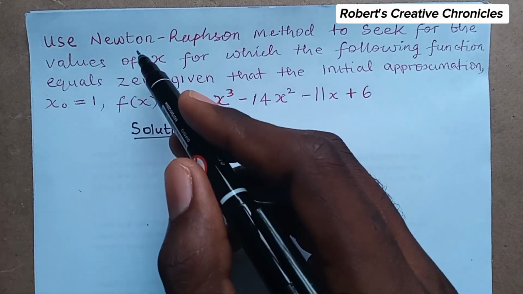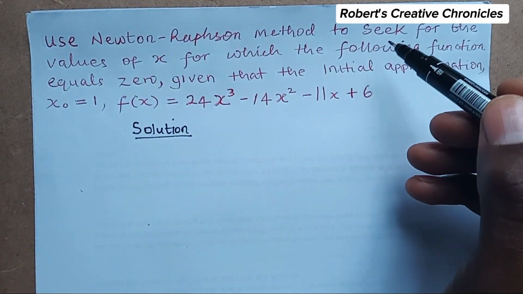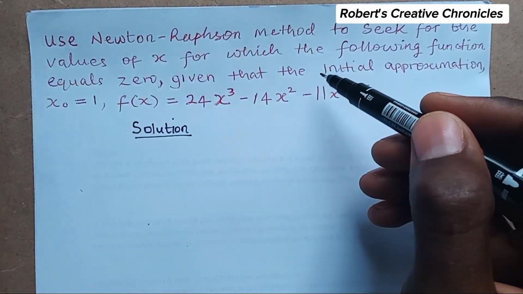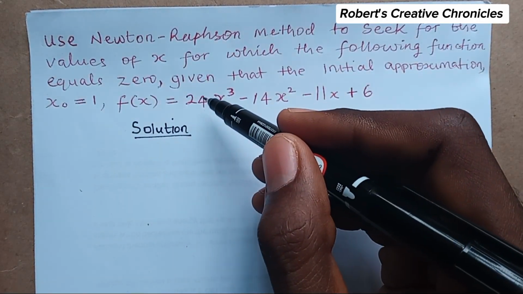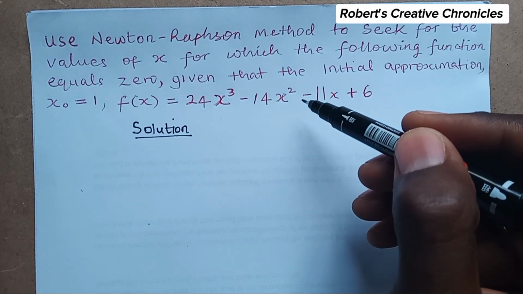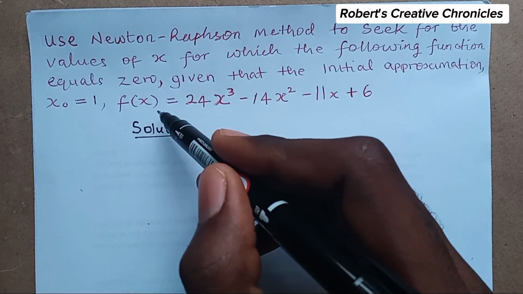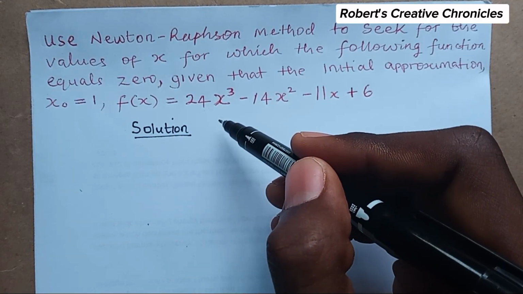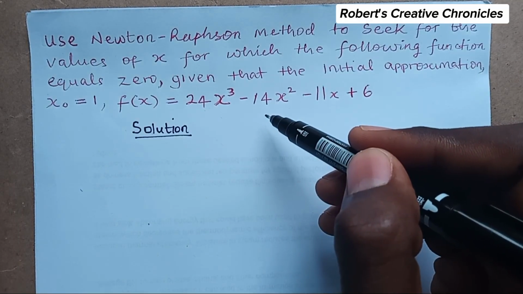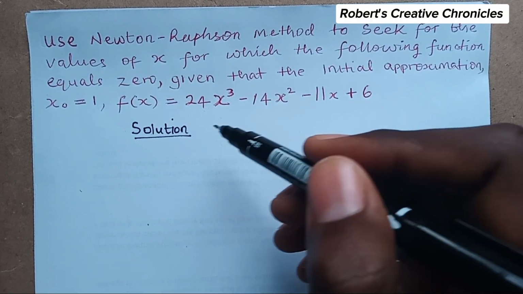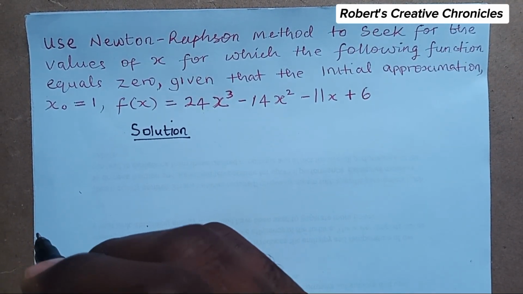They say use the Newton-Raphson method to seek the values of x for which the following function equals 0, given that the initial approximation x naught is equal to 1. f of x is equal to 24x cubed minus 14x squared minus 11x plus 6.